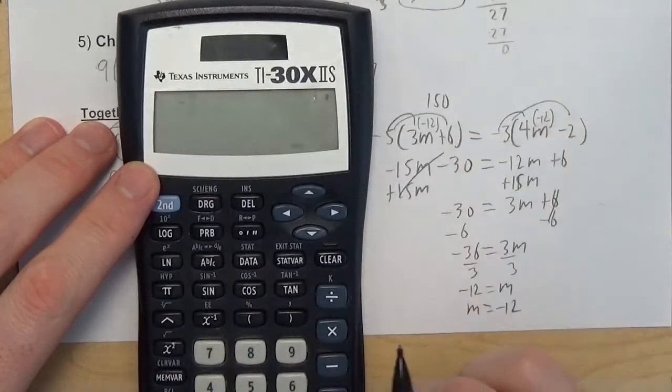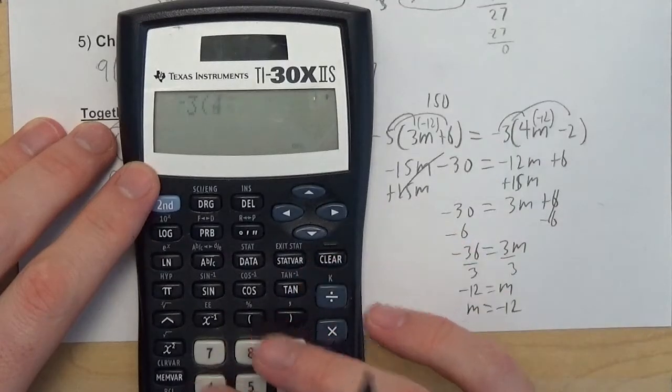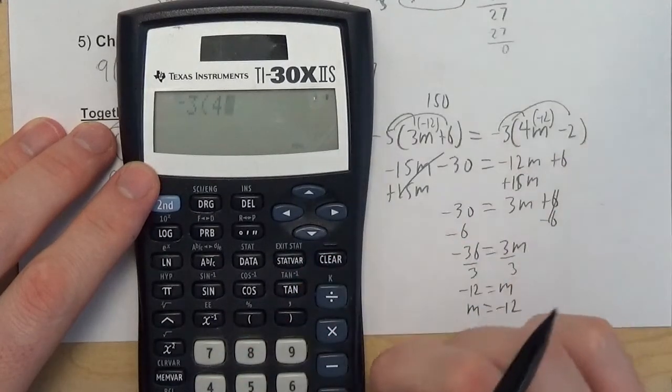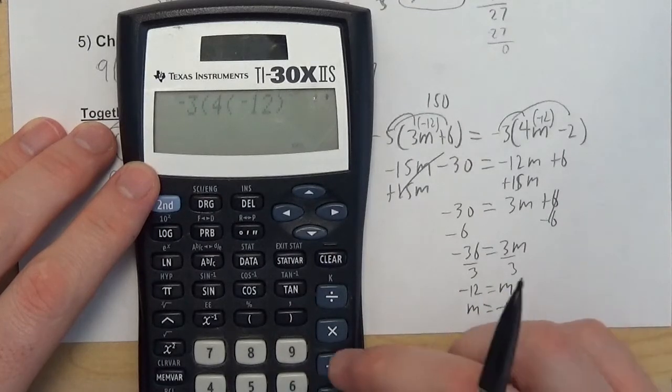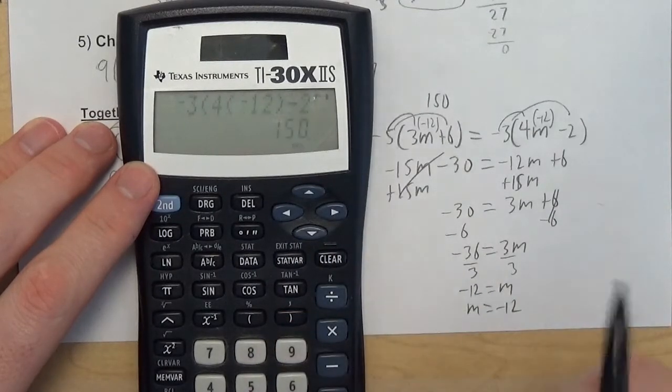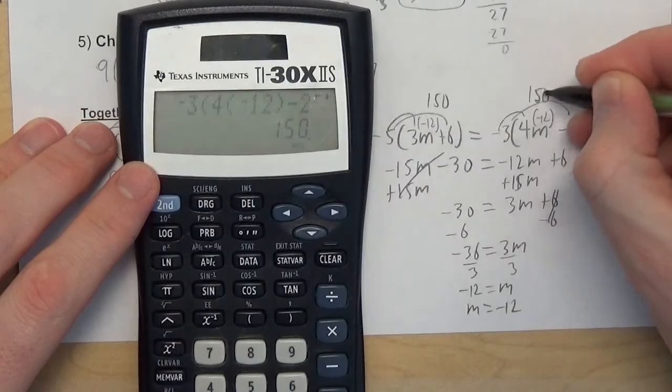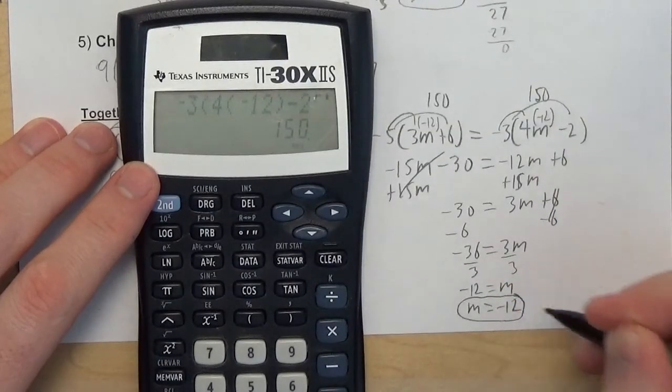Over on this side, we got negative 3 parenthesis, 4, and then negative 12 gets its own set of parentheses again, plugging in for m there, minus 2. Finish that off. We got 150 on this side too, so as long as the two sides come out equal, our solution is good to go.